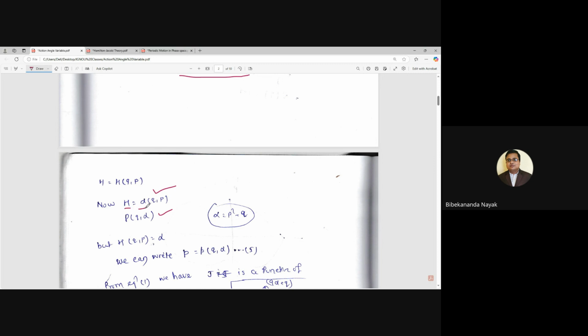We know the Hamiltonian is alpha, and alpha is equal to P square by 2m plus half k Q square. So from that, suppose H is equal to alpha. So alpha is a function of P square by 2m plus half k Q square. Reversing it, I can say P is a function of Q and alpha, because the others are constants only. If I write P square by 2m equal to this minus the potential term, I can say P is a function of Q and alpha. That is the thing.